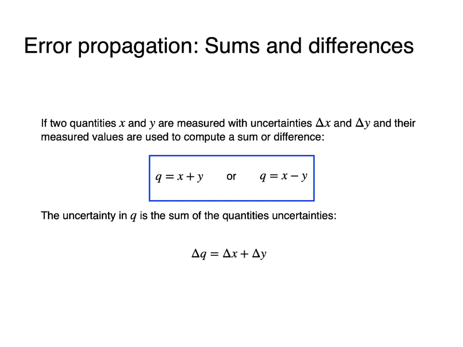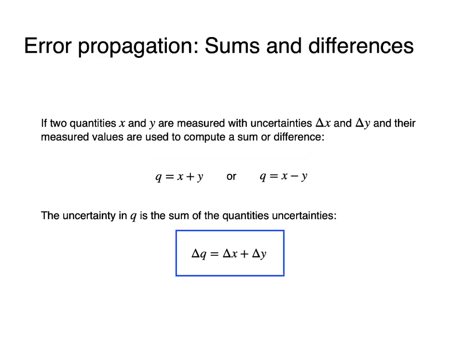Let's look first at sums and differences. If two quantities x and y are measured with uncertainties delta x and delta y, and their measured values are used to compute a sum or difference, the uncertainty in Q is the sum of these quantities' uncertainties.